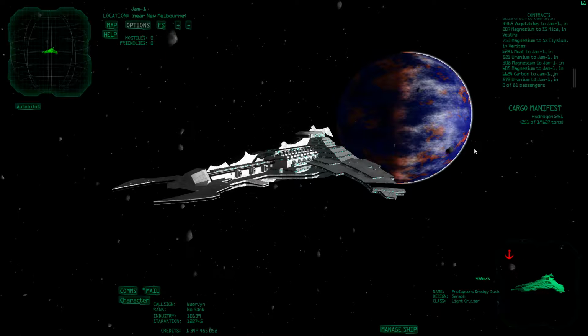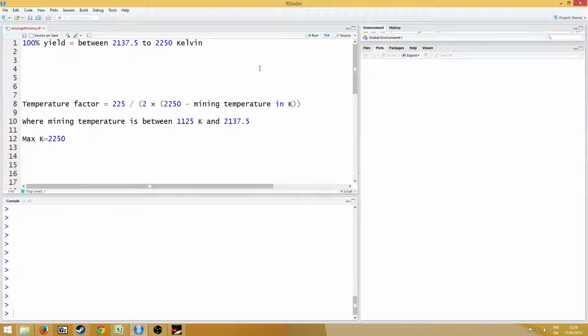what's happening. So the interesting thing to know is that for 100% yield, so to get the maximum amount of materials from a certain asteroid, you need to beam it between 2137.5 Kelvin and 2250 Kelvin, which is, if you've seen my other mining efficiency video, basically when the purple leaves the beam, when it becomes entirely blue. So also the maximum temperature you can beam it at is 2250 Kelvin. If you beam it higher than this, you will destroy the asteroid and you will get zero at all. So you have to be very careful.